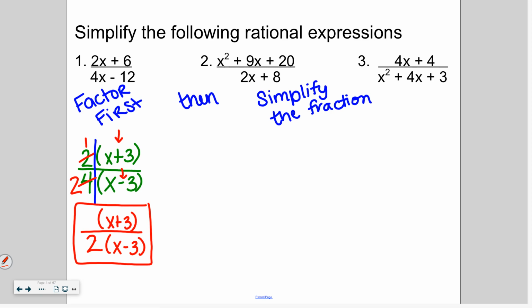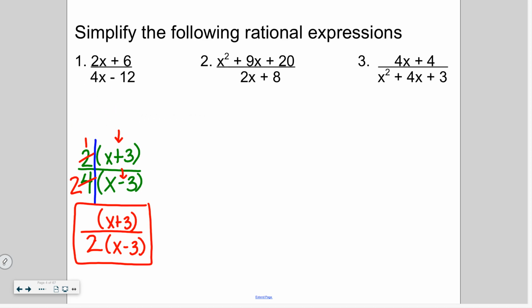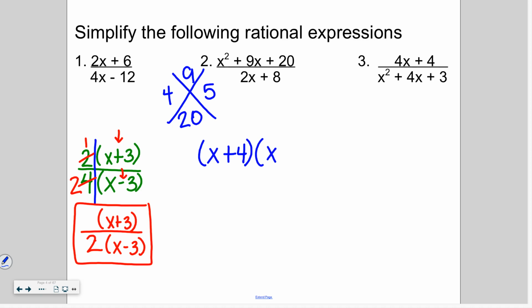Let's look at the next one. So we have 3 terms on top, and I'm going to erase this. We have 3 terms on top, so we're going to do x method. So multiply to get 20, add to get 9. My factors of 20 are 4 and 5. So x plus 4, x plus 5.